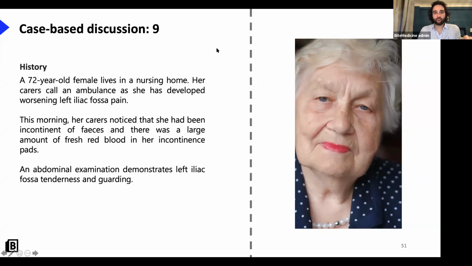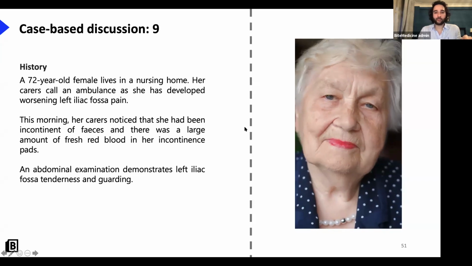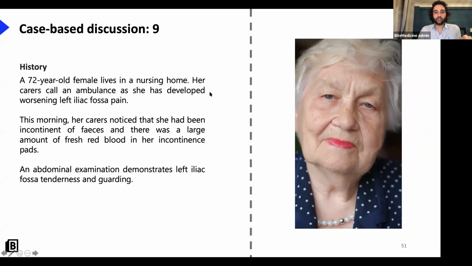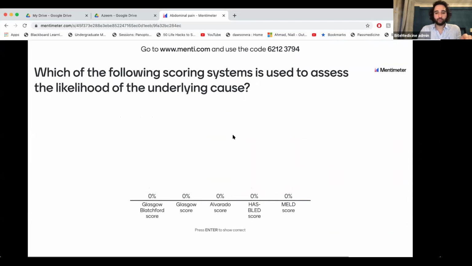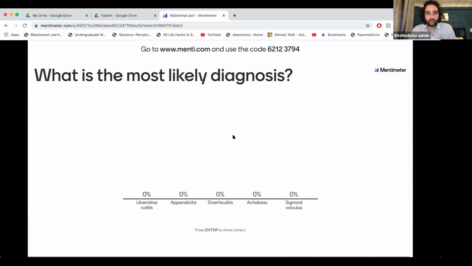Now, do not answer yet, please. Let's answer together over here. Based on that history, which of the following, that's better, what is the most likely diagnosis? That's what we're asking. What is the most likely diagnosis?